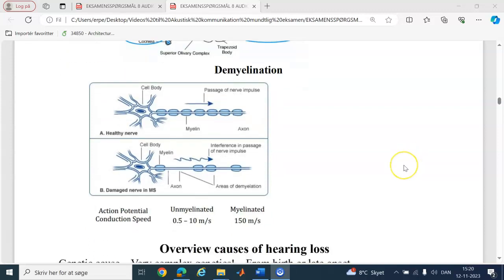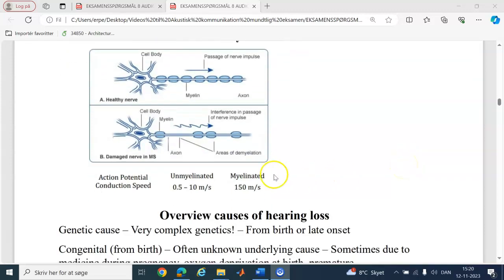Action potential conduction speed: unmyelinated, the conduction speed is up to 10 meters per second. Myelinated, 150 meters per second.